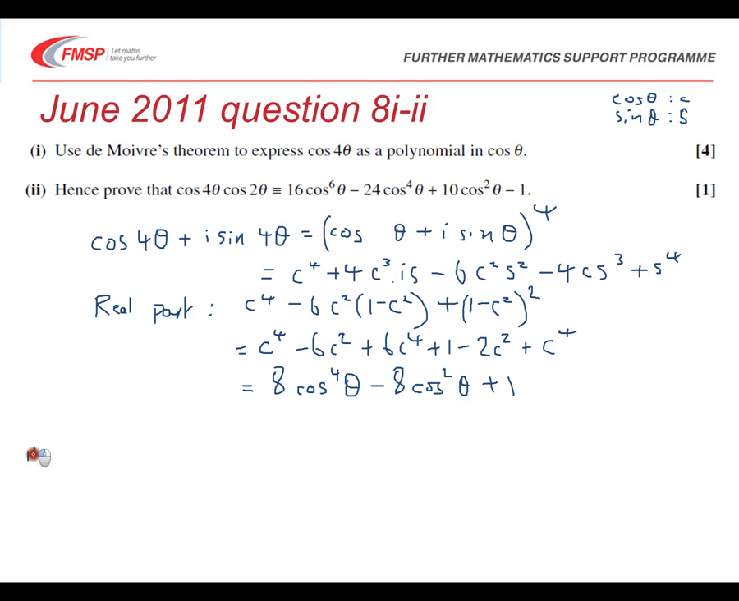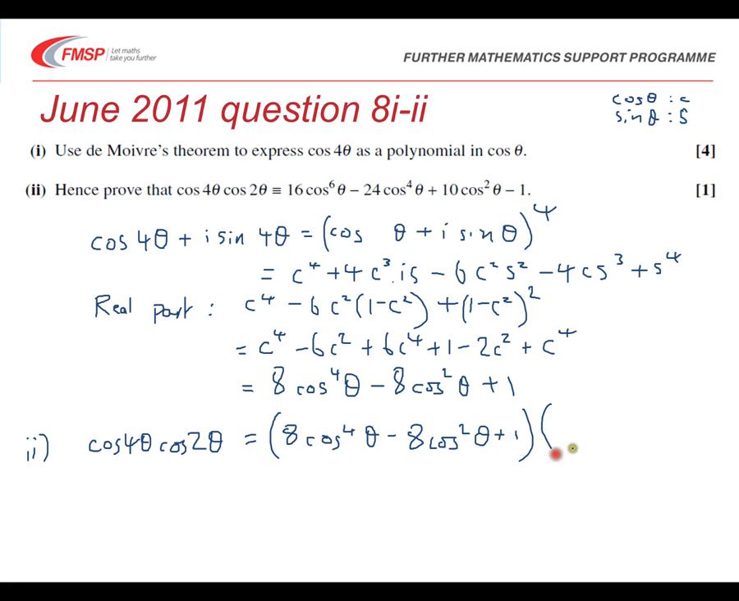So let's have a look at part 2. This should be fairly straightforward. If I multiply cos 4 theta by cos 2 theta, I've got my expression for cos 4 theta, and I should know that cos 2 theta is 2 cos squared theta minus 1. Again, it's a fairly standard bit of A-level core you should be familiar with.